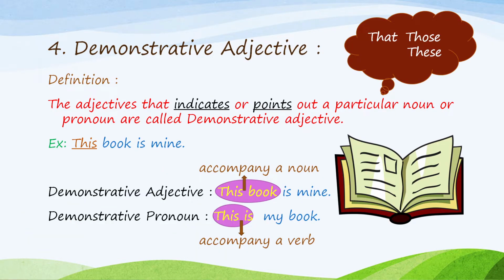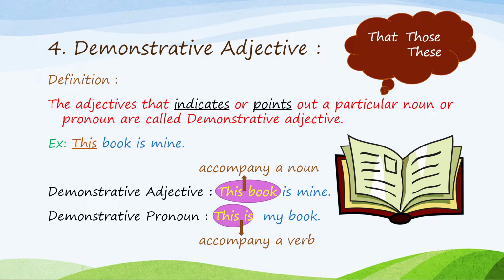Next is demonstrative adjective. The adjectives that indicate or point out a particular noun or pronoun are called demonstrative adjectives. So any word that indicates or points out any particular noun or a pronoun is called a demonstrative adjective. For example, this book is mine. So here, this is pointing to the particular book which belongs to me.